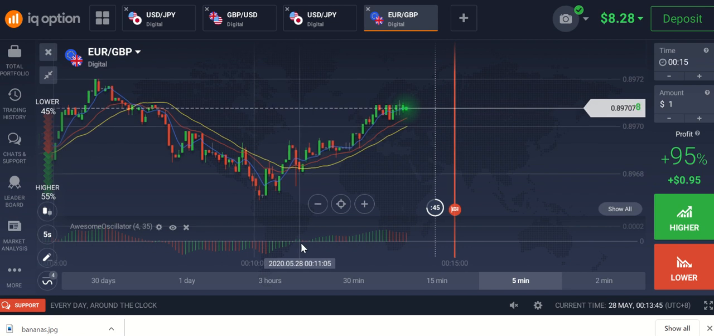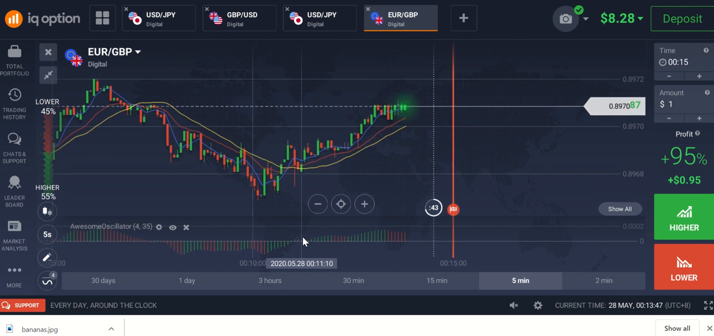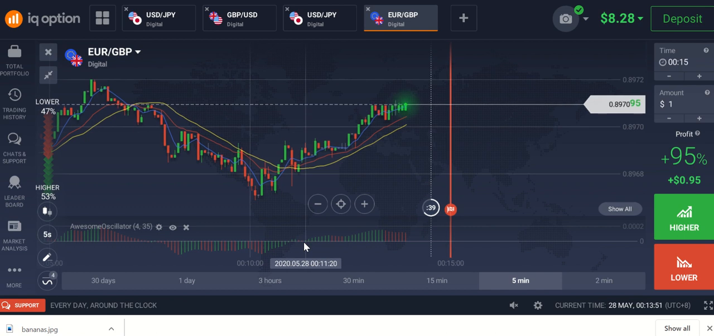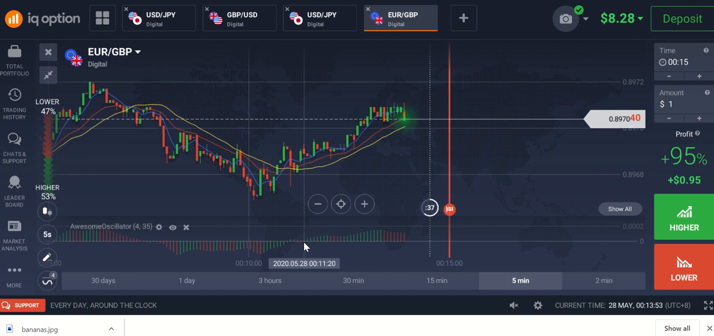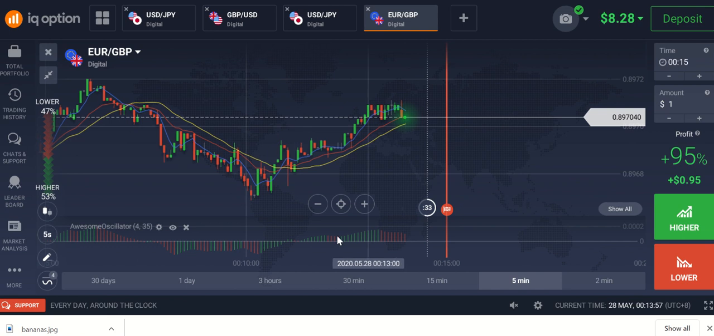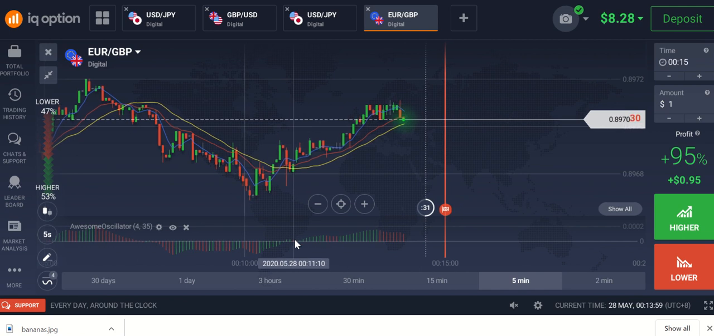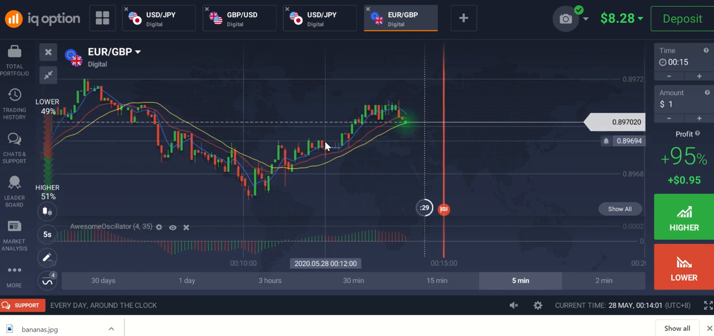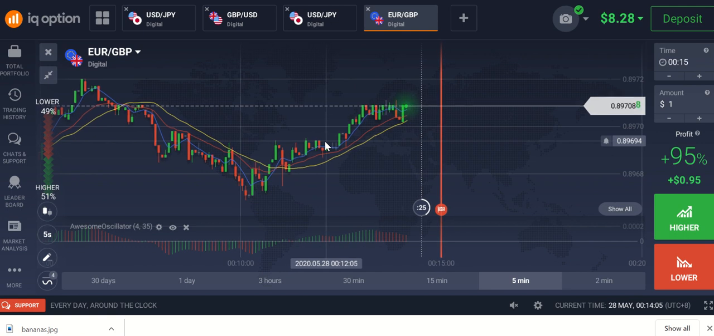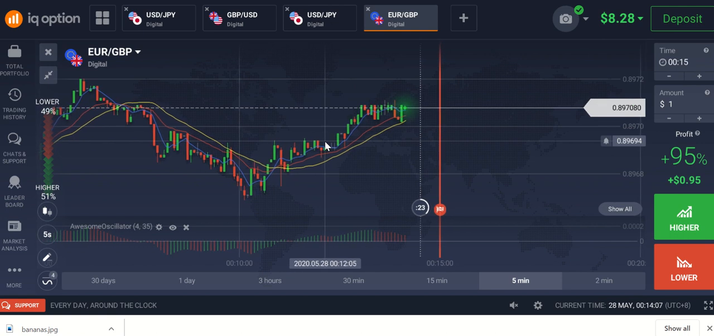Also, we have to take note that you also have the oscillator over here. We have to confirm that the oscillator, so the volume over here, should be above the zero line to support our analysis that we are indeed in an upward movement.